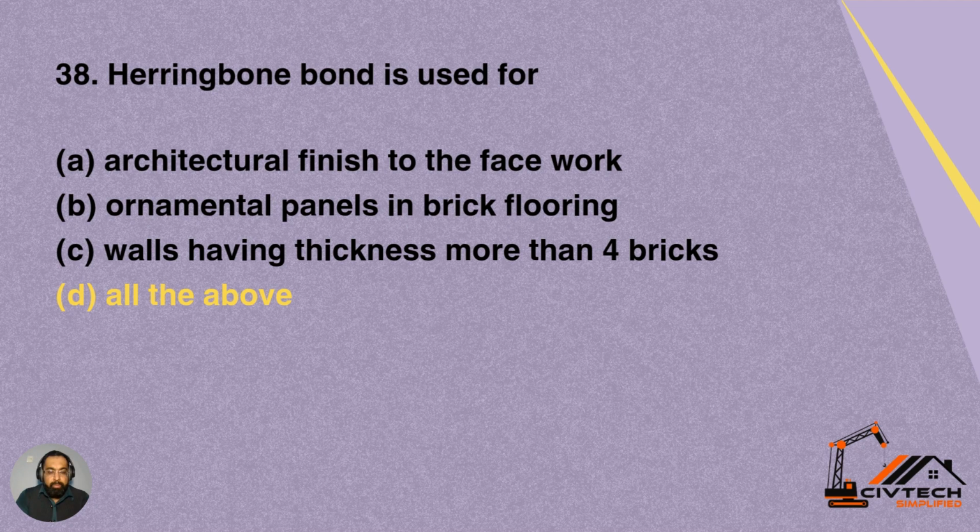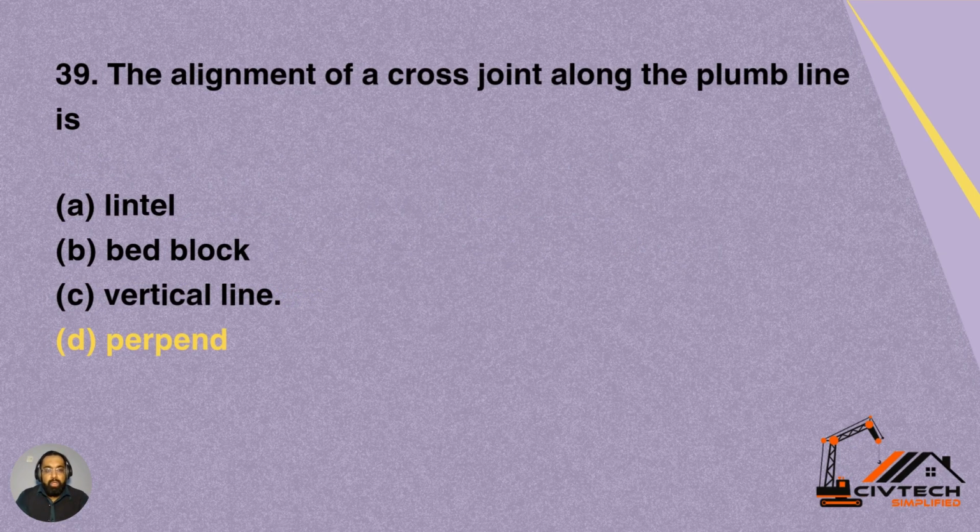Then we have question number 38. Herringbone bond is used for A. architectural finish to the face work, B. ornamental panels in the brick flooring, C. walls having thickness more than 4 bricks, D. all of the above. So all these options are correct. Herringbone bond is used for the ornamental works, for the facing works, and walls where the 4 brick thickness is used. So option D is correct for this question.